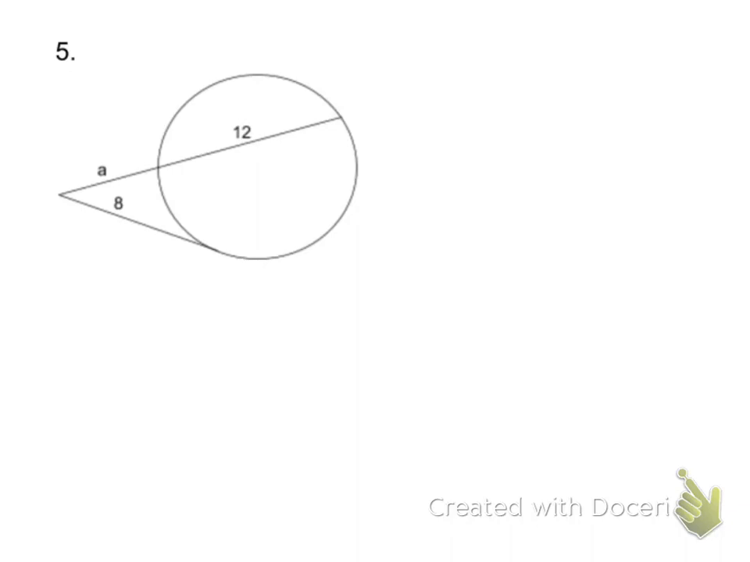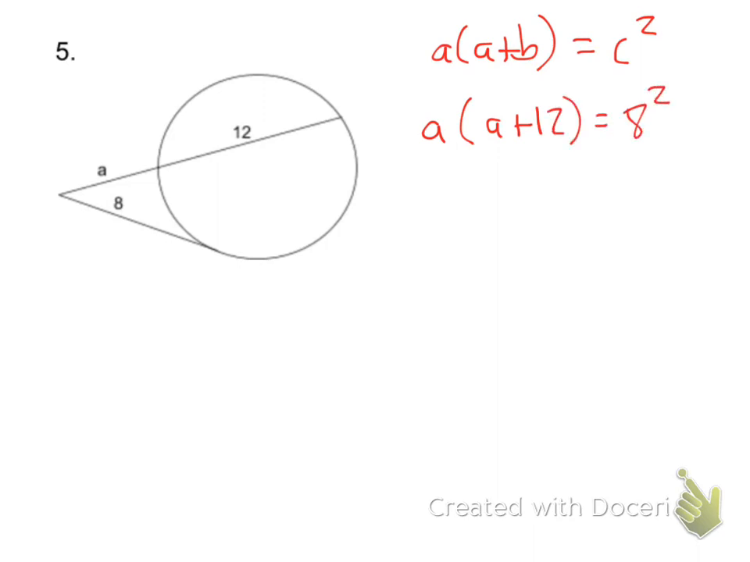So, what's the formula again? A times A plus B equals C squared. What's A? Okay, so it'd be A times A plus 12 equals 8 squared. Distribute. A squared plus 12A equals 64.